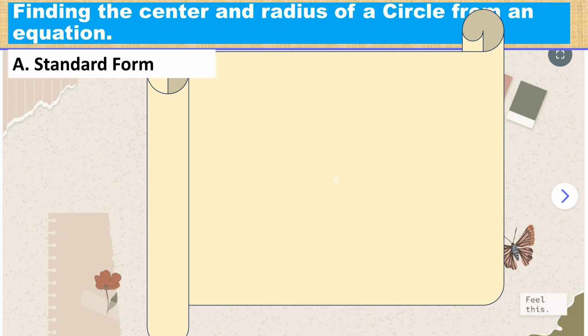Okay, so let us now find the center and radius of a circle from an equation. So this time the equation is in its standard form. So let us have this number 1. Given (x plus 4) quantity squared plus (y minus 1) quantity squared equals 4 squared. So how do we get the center? The center is negative 4 and positive 1.